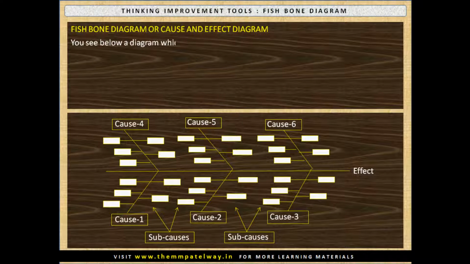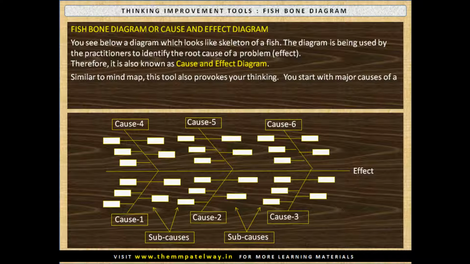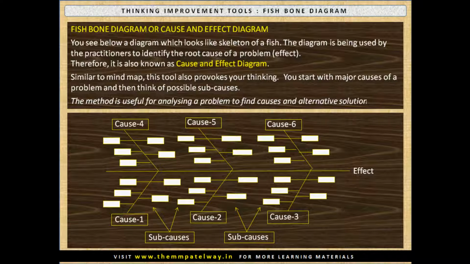Fishbone diagram is also called cause and effect diagram. You see below a diagram which looks like skeleton of a fish. The diagram is being used by the practitioners to identify the root cause of a problem, that is effect. Therefore, it is known as cause and effect diagram also. Similar to the mind map, this tool also provokes your thinking. You start with major causes of a problem and then think of possible sub-causes. The method is useful for analyzing a problem to find out causes and alternative solutions.